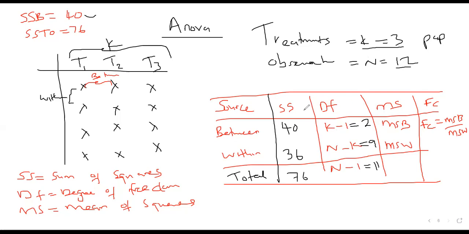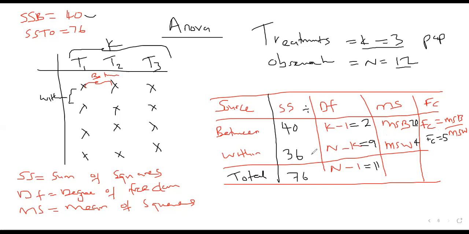Then the mean of squares: you just divide the sum of square by the degrees of freedom. So 40 over 2 gives 20, and 36 over 9 gives 4. And finally, the F calculated is the mean of square between over the mean of square within. So 20 over 4, we get 5. So F calculated is equal to 5.